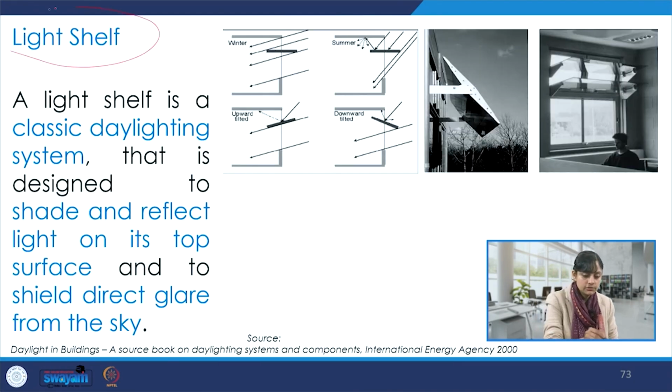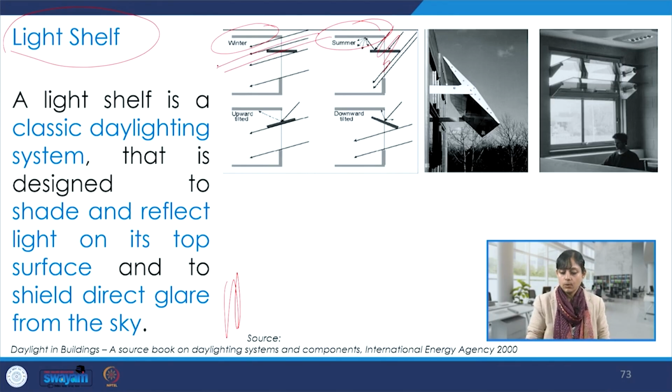Then there is the light shelf. A light shelf is a classic daylighting system that is designed to shade and reflect light on its top surface and to shield direct glare from the sky. So this is the case of summer and this is the case of winter. The sun's angle is of course different in summer and in winter, and accordingly these shelves are used. They are designed to shade and reflect light on the top surface and they shield direct glare from the sky.